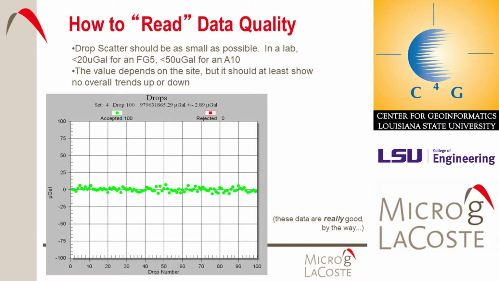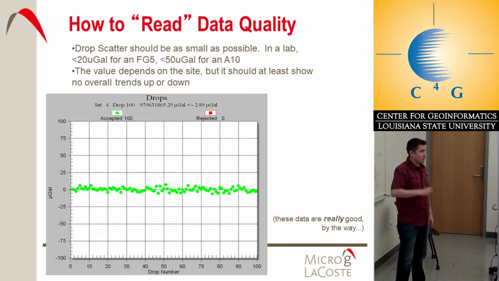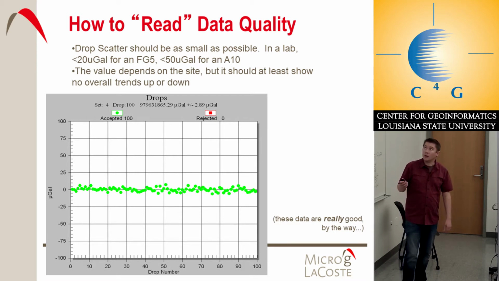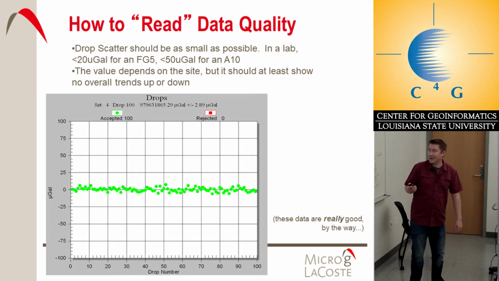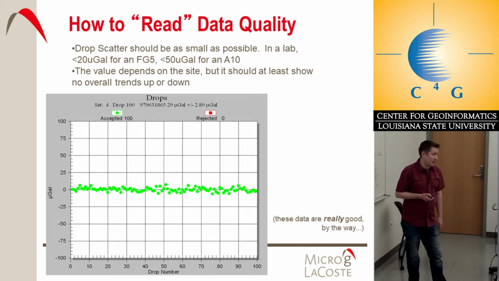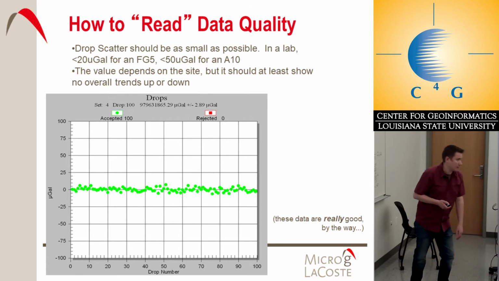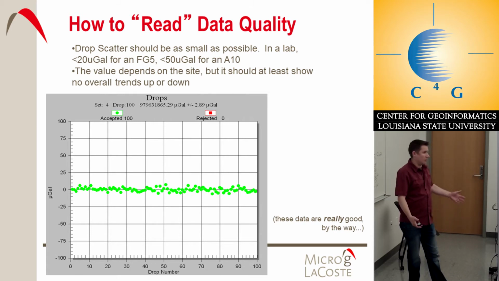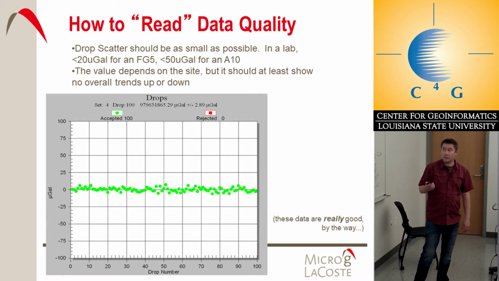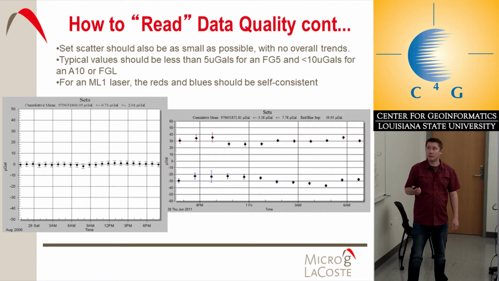One of the quickest ways to look at it is drop scatter. Drop scatter should be small. This right here is the best data. So that's really good. You know, we're here at 20 microgals, 25 microgals, 25, big building. Great, this one's working.